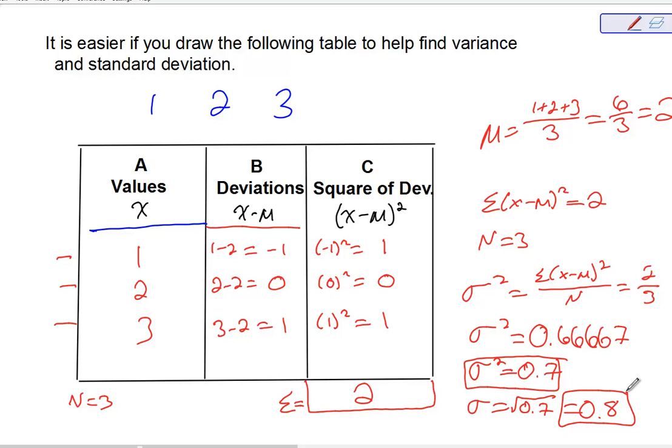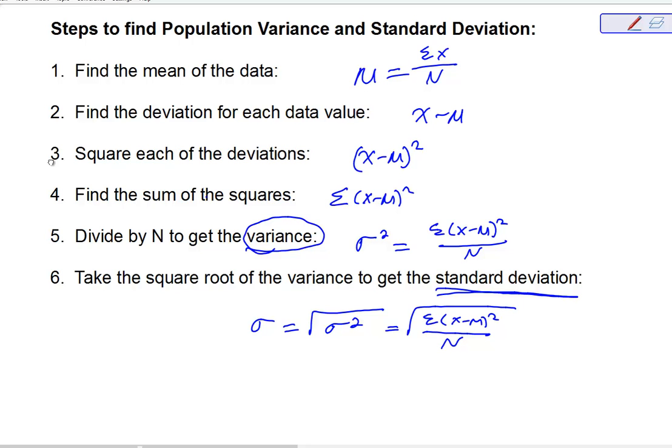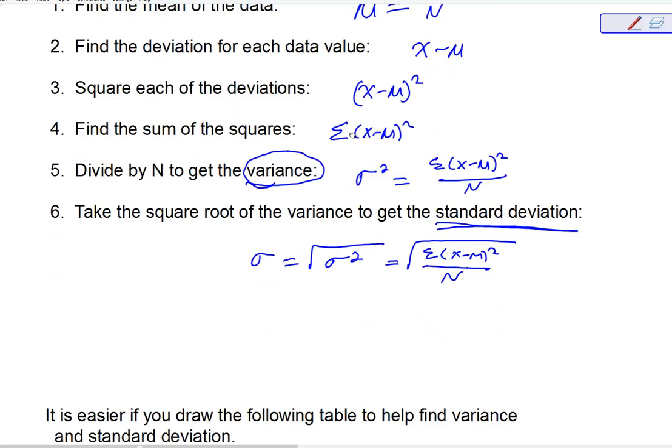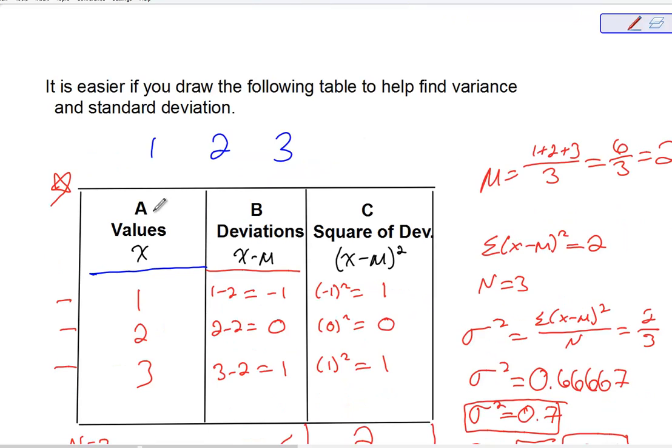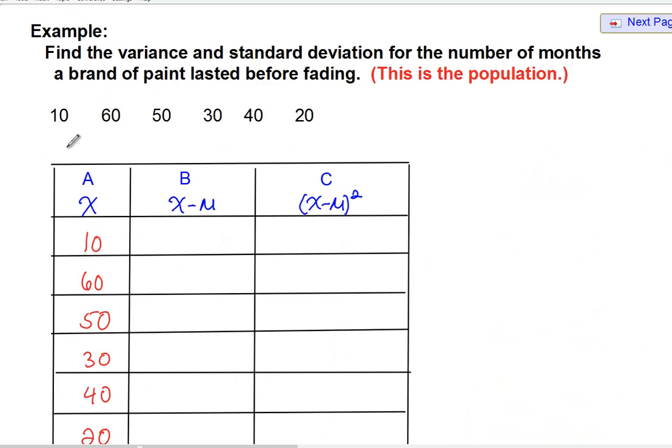And this was just a very quick example of showing you how to use this table. We're going to go into a much longer example of this, but you can see how using the steps up here, it looks kind of, oh, how do I do this? But if you organize it in this ABC column type, it will help you much more. Okay, so let's look at an actual example of this.